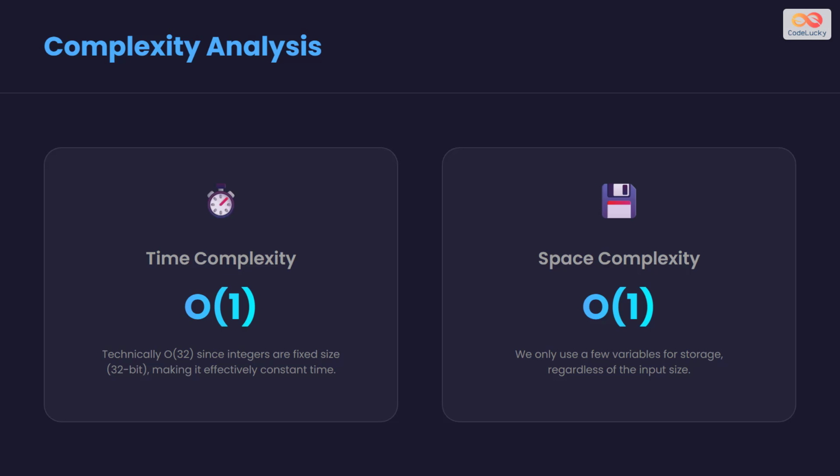This solution is extremely fast. The time complexity is effectively O(1) because integers usually have a fixed size, like 32 bits. In the worst case, we only shift 32 times, which is negligible. The space complexity is also O(1) since we only use a few variables for storage.